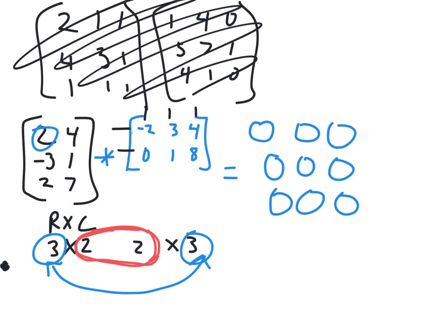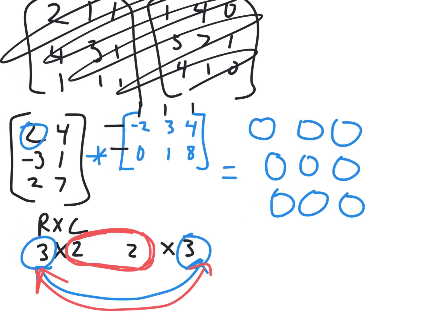So, how did I tell these were going to multiply? Because the inside ones matched. How could I tell that it was going to be a 3 by 3 matrix? Because the outside ones were a 3 by 3. That's how I knew it was going to be a 3 by 3 matrix, because these numbers here on the outside told me it was going to be a 3 by 3. Okay, so now how do I get these actual numbers?